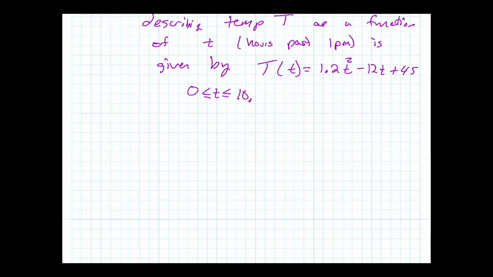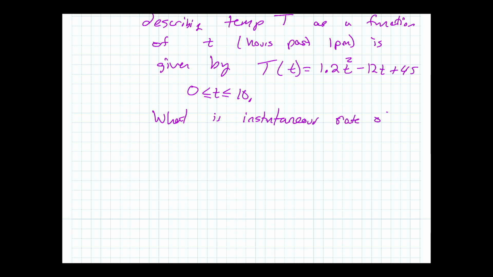And what they ask for is, what is the instantaneous rate of change of temperature at 7 p.m.? Okay. This is what we have.